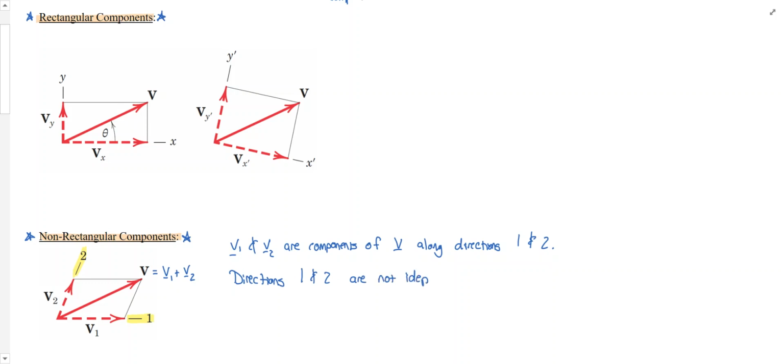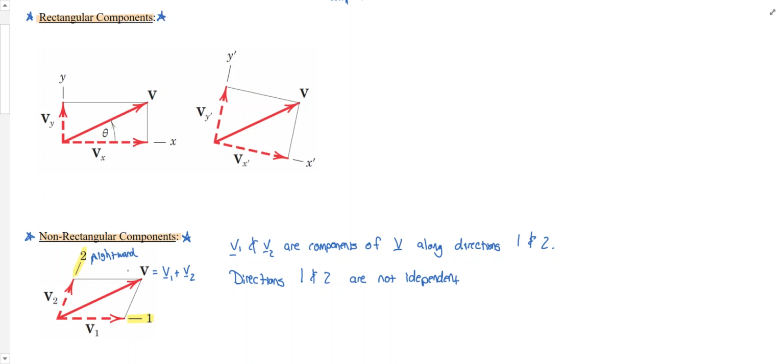Now, what do I mean by that? Well, what I mean by that is some of the direction of 2 is also in the direction of 1. If you look at direction 1 here, it is to the right. But if you look at direction 2, it is up and to the right. So it also has a rightward component to it that is captured really by direction 1.